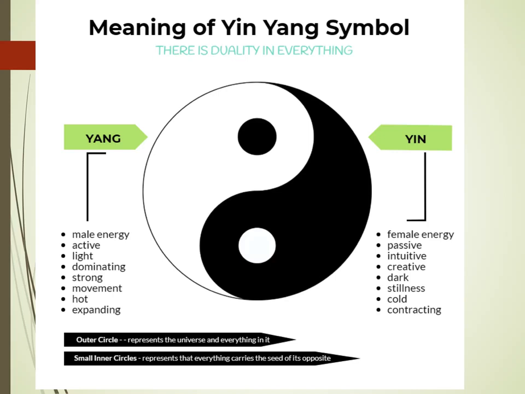Yung outer circle represents the universe and everything in it. While the smaller circle, ito pong nasa loob, represents that everything carries the seed of its opposite.